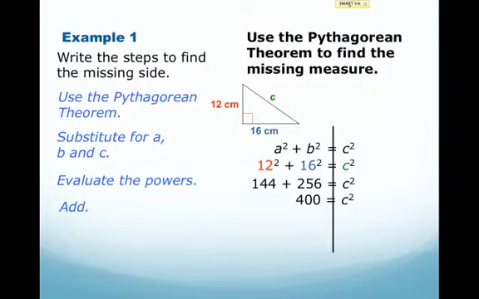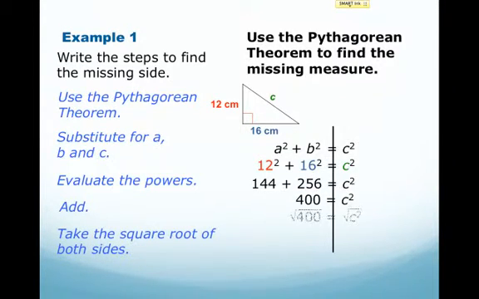Now I have to get the c by itself, so that means I have to undo the squaring of c, and the inverse operation of that is square rooting. So I have to square root both sides, and I get the square root of 400 equals the square root of c squared. So I've got to find a number times itself that's 400, and that's 20. 20 times 20 is 400. So the square root of 400 will be 20. And the square root of c squared, since they undo themselves, would be c.